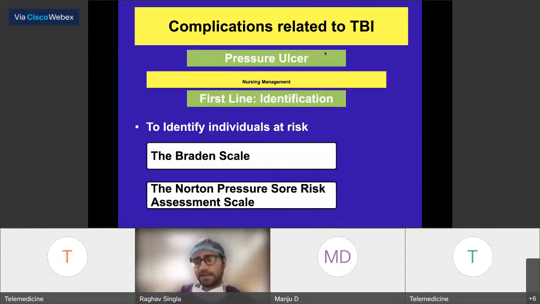So the first defense against pressure sores is identification that a pressure sore is starting to begin. And we must note the risk factors in patients who may have a pressure sore and also detect them at the early stages. So there are two important scales that can help us identify which are the high risk individuals, the Braden scale and the Norton pressure sore risk scale.